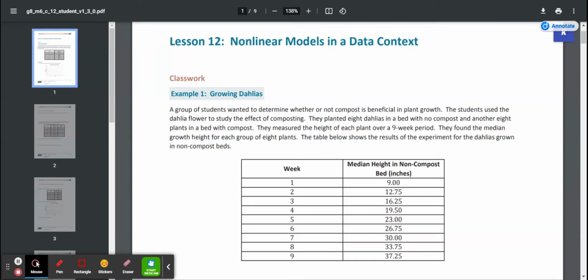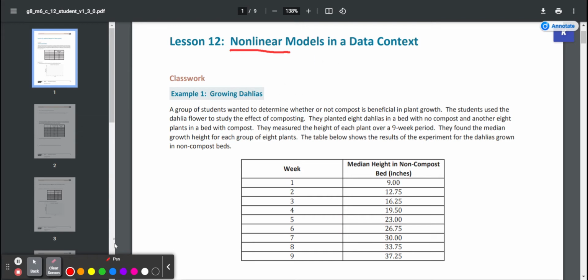All right, so this is lesson 12, and today we're going to look at nonlinear models in a data context. Now, this is very similar to lesson 11, where we talked about identifying linear models. So nonlinear models just mean it's not going to be a straight line.